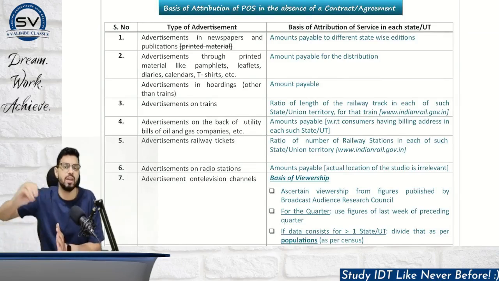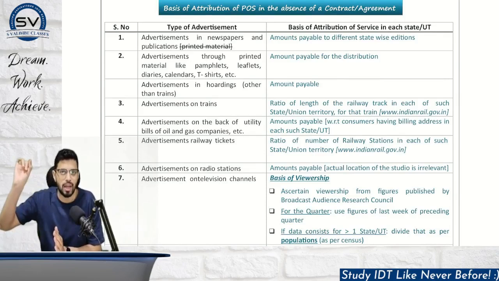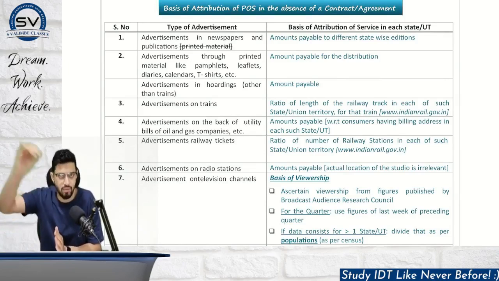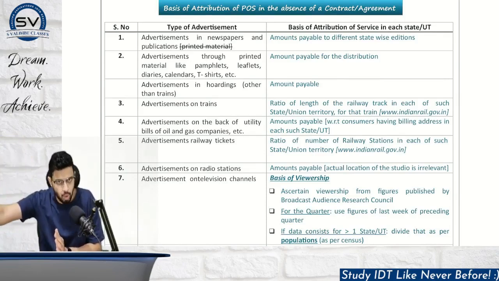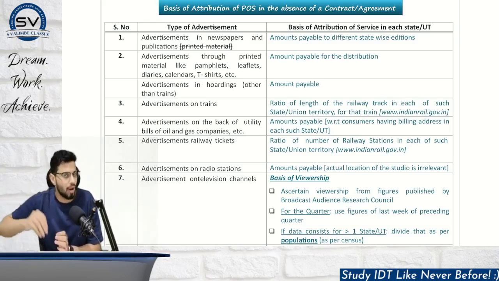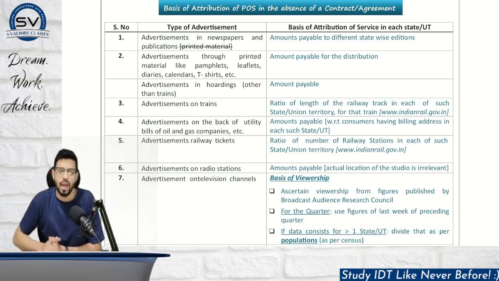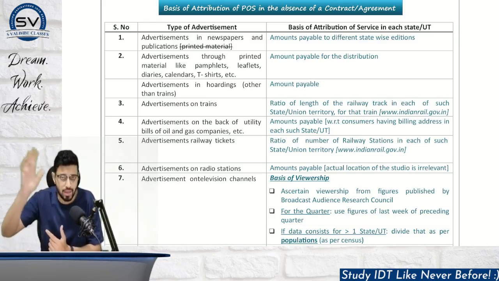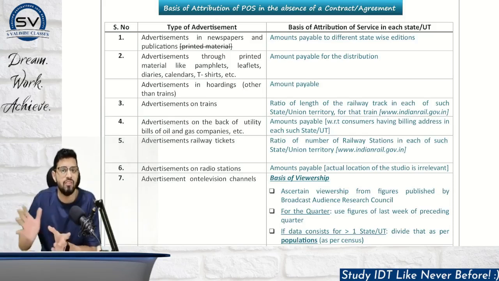It will advertise in 5-6 states. So how to divide that value? The contract value will be one amount, let's say 1 CR. Let's say the state government is paying me 1 CR for advertisement of one of the schemes, and that is happening in 5 states. Now how to bifurcate that 1 crore, the total amount I am getting paid, in 5 different states?